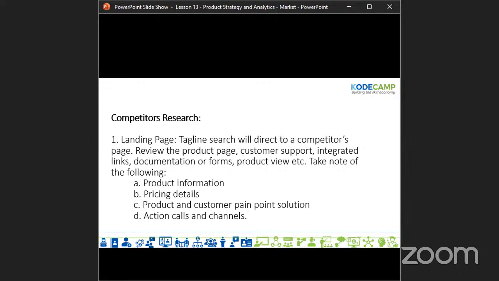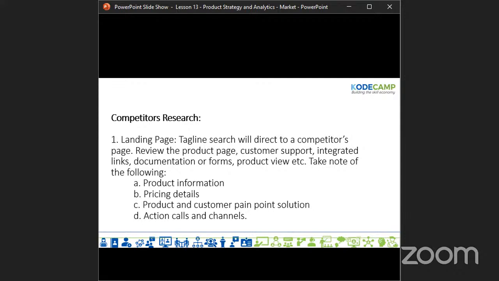So how do they relate pricing to their people? Their product and the customer pain point solution. So the product, how is the handshake with the customer pain point? Remember that your product benefits or values from the company's aspect may be different from the customer's aspect. So how do we answer the customer pain point?